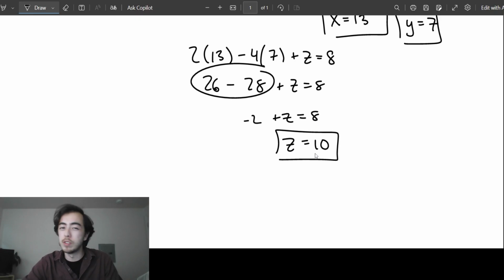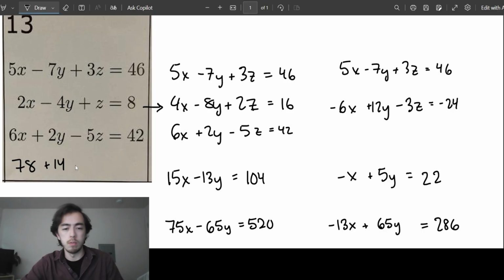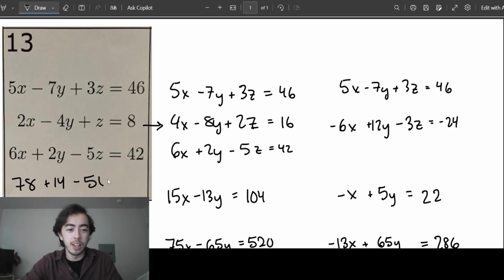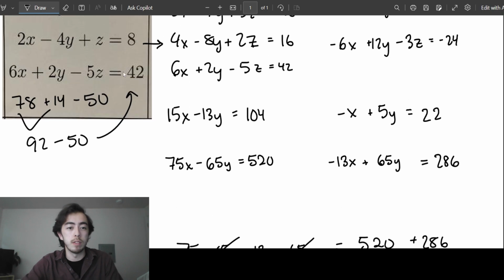And then again, just to be confident in the work, we can substitute this back into either of the other two equations. Let's just pick the bottom one. It could have been the top one as well. 6 times 13 gives us 78. 2 times y, which was 7, is 14. We just learned that z should be 10, right? Hold on, I'm already forgetting. Yeah, so this is minus 50. And then we can check that indeed, if we add these together, we do get 92. Minus the 50 does get us back to 42.